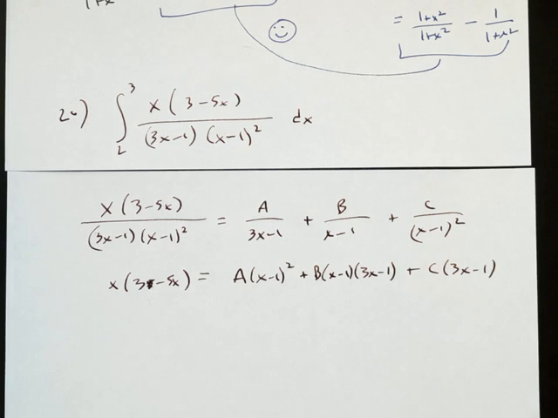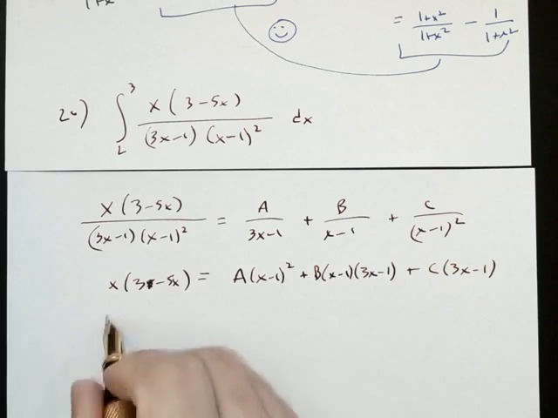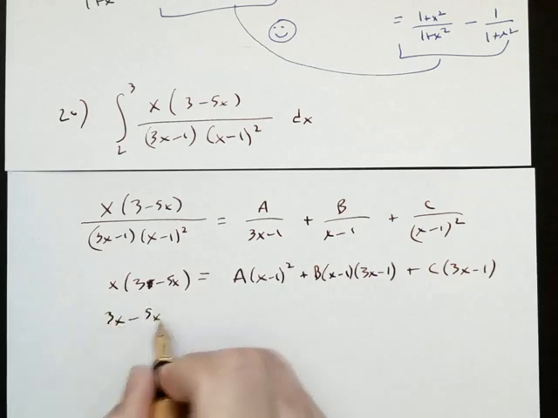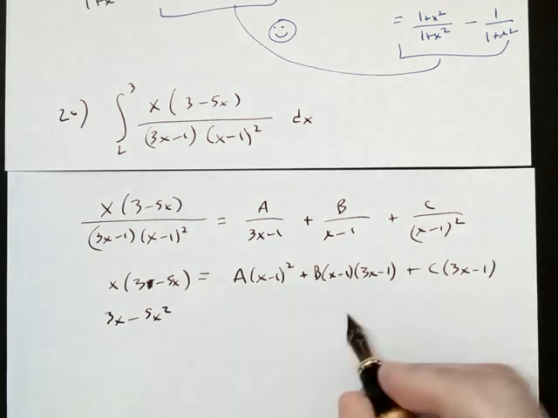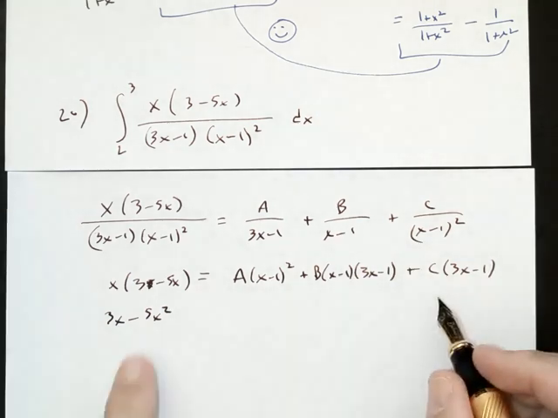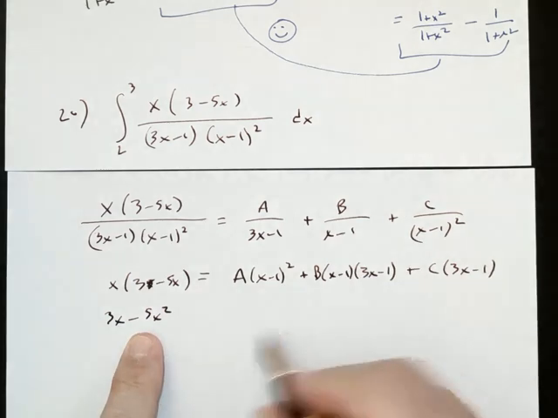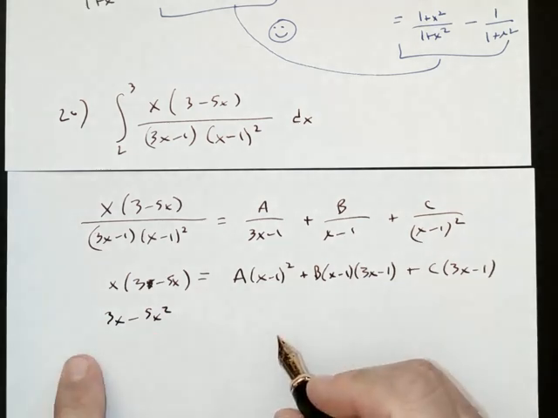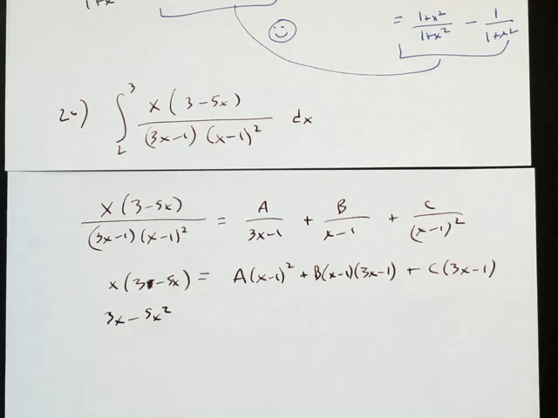Yes, ma'am. Yes, over here, I would write this as 3x minus 5x squared. And then once I multiply all of this out, I'll have the x squared term, the x term, and the constant. The x squared coefficient should be minus 5, the x should be 3, and the constant should be 0. You're welcome.